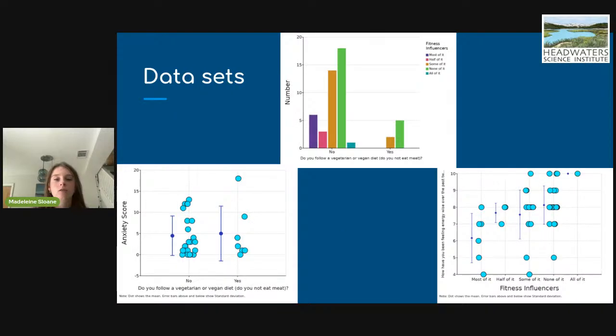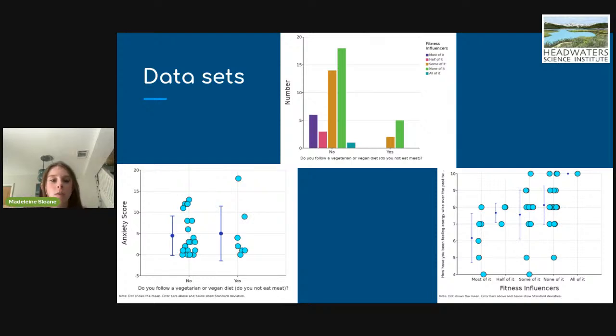These data sets represent each of those tests. The one on the bottom left-hand corner is anxiety and mental health. Since you can see that the two means, the two dots in the middle, are really close to each other, it shows that there isn't a significant relationship between the two.